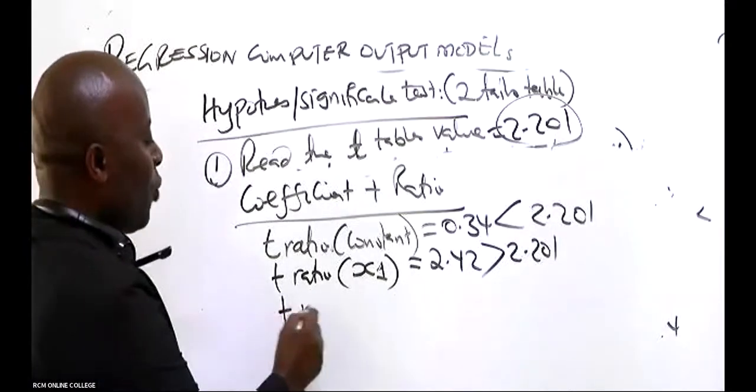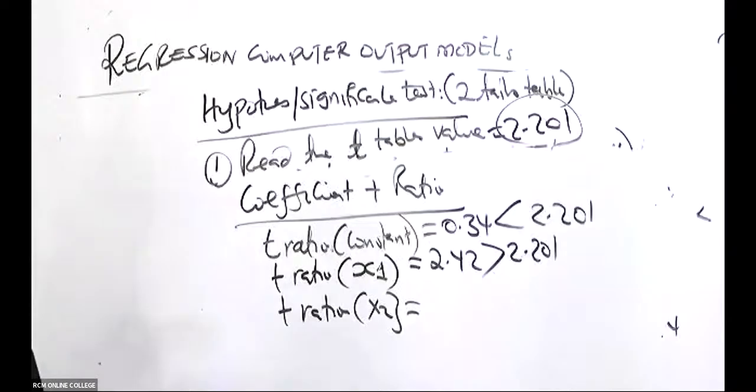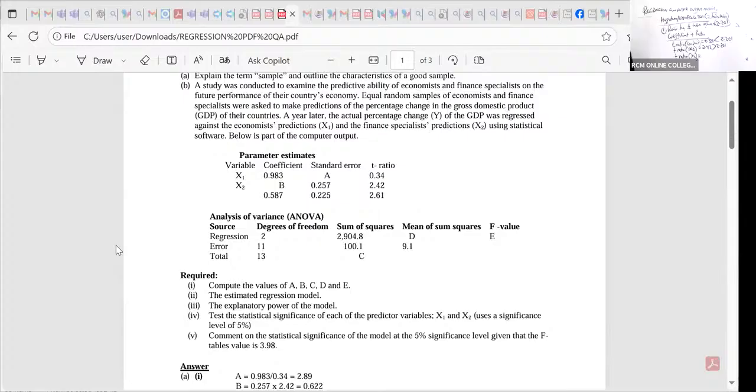The next T ratio now is for X2, which happens to be equal to what here? I mean, I would want you later on to do the April question. I hope you'll be able to get some time to do the April question. You will see how easy it was. So in this case here, we have the T ratio for the third coefficient, or X2, which is 2.61, isn't it? Is there somebody who is able to see that this is greater than 2.201? It's greater, yes. And therefore X2 is equally significant.